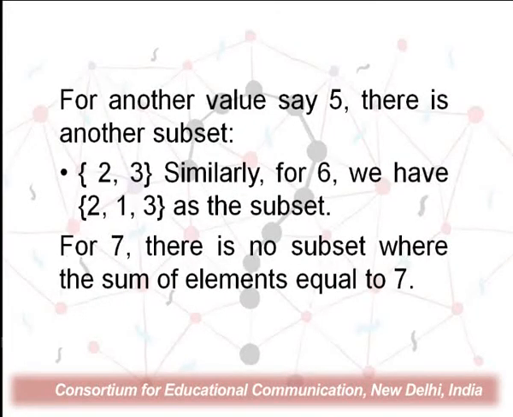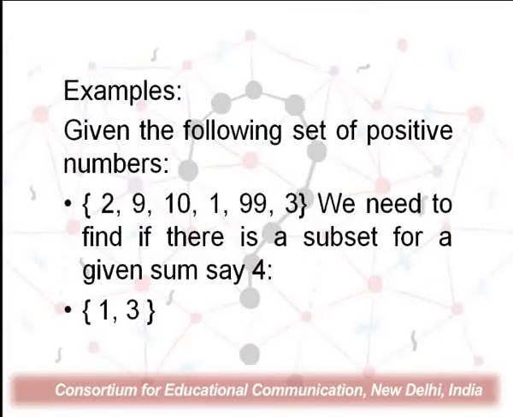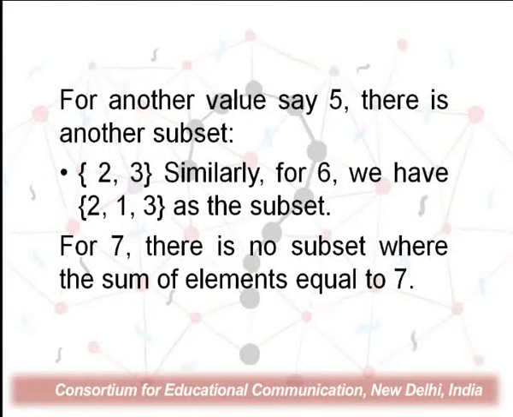Then for another value, with the same set of positive numbers, we are looking for a subset sum of 5. So yes, we have 2 and 3, which add up to 5, and 2 and 3 are numbers from the given set of positive numbers. So there also exists a subset for sum equal to 5. Similarly for 6, yes, 2, 1 and 3 is the answer subset, because their sum is equal to 6.